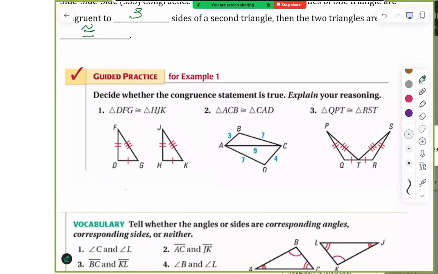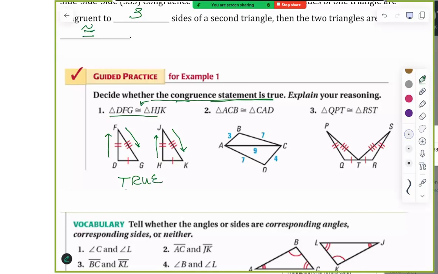Okay, so let's decide whether the congruent statement is true. Okay, so this is the congruent statement right here. So you want to recognize that that's what this is, because I'm going to ask you sometimes to give that to me. So it says DFG is congruent to HJK. So I'm just kind of trying to follow along. If I do DFG, I went up the 2 and down the 3. HJK also goes up the 2 and down the 3. So that's a true statement. With the markings that I see in the triangle, I can say that this is true.